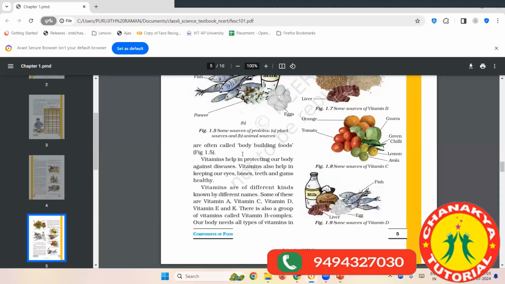Sorry, vitamin A. What are the food items rich in vitamin A? You have to make a table on that. That will be your homework.